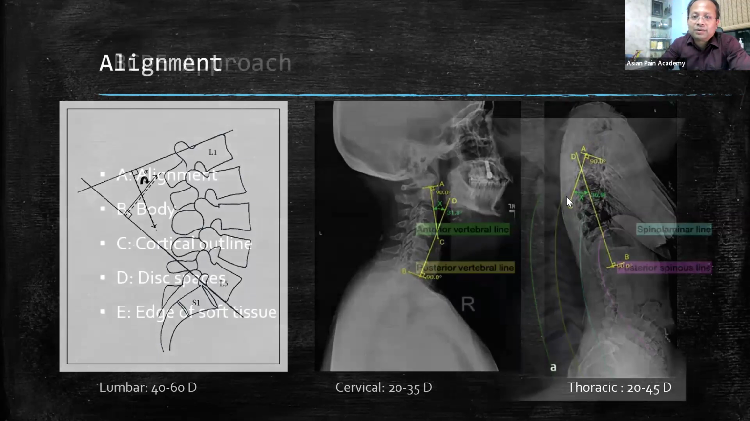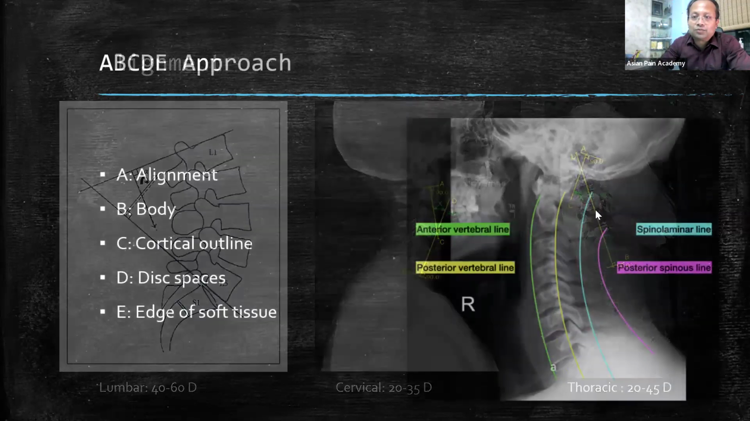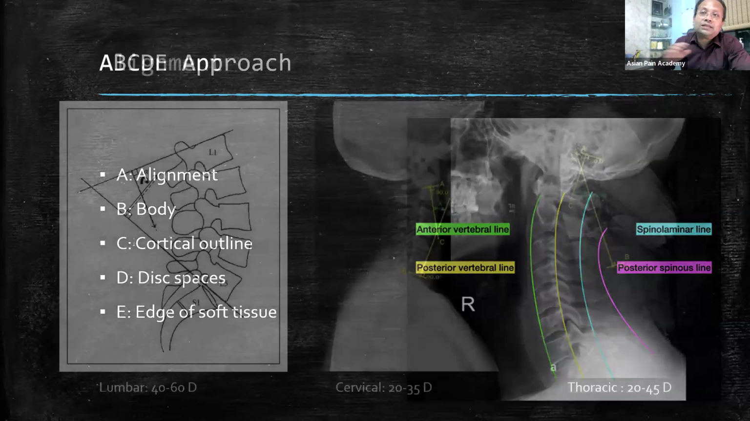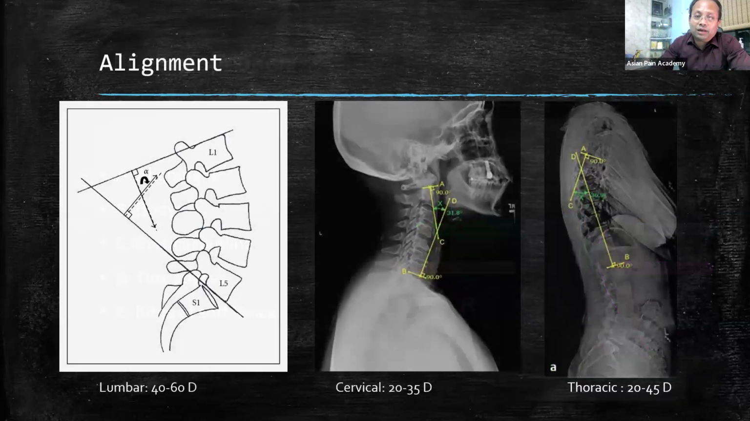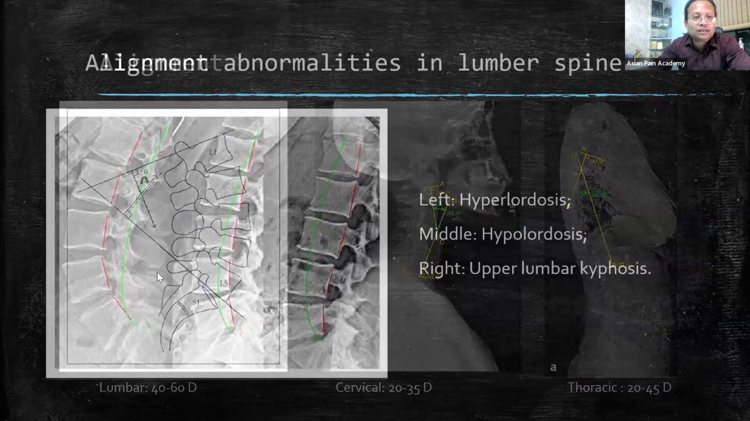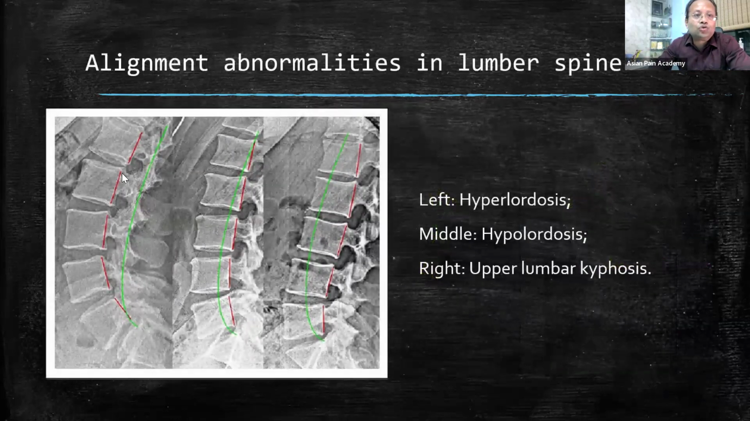The anterior vertebral line, the posterior vertebral line and the posterior spinous line we will see, and then we will see whether the kyphosis or lordosis is normal or abnormal. Okay. So here you can see in a lumbar spine, on the left side, this is hyperlordosis. It is too lordotic. Though the anterior and posterior vertebral lines are in a normal position, so there is no movement between the vertebrae, no listhesis, but there is hyperlordosis.